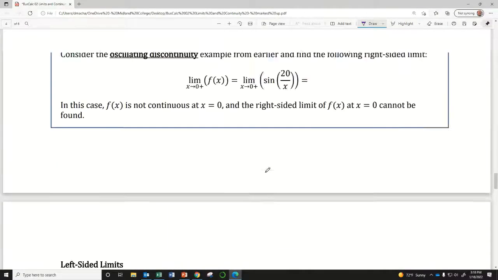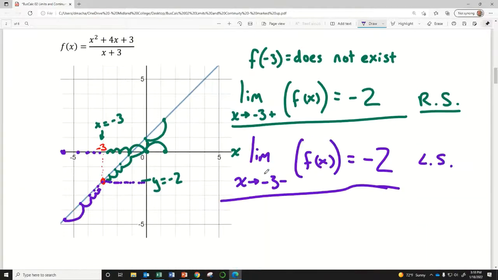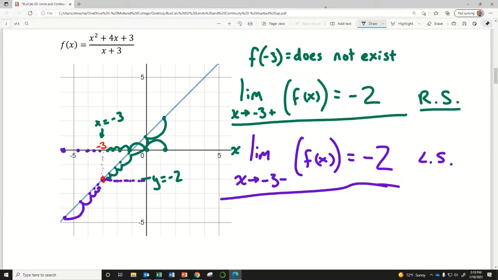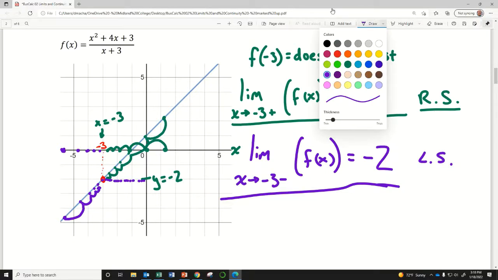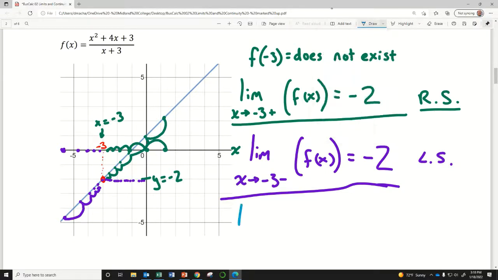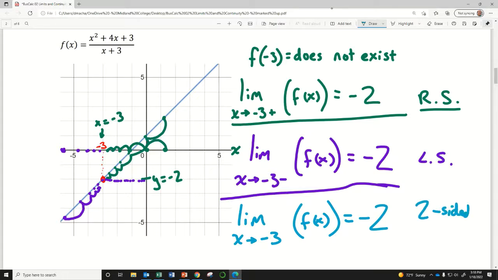So going back to our examples, we're talking about our two-sided limit now, and whether or not that exists. So for the two-sided limit, I write limit as x approaches -3 of my function. And in our case, the right-sided limit exists, the left-sided limit exists, and these are equal to each other. And so my two-sided limit does exist and is equal to -2.